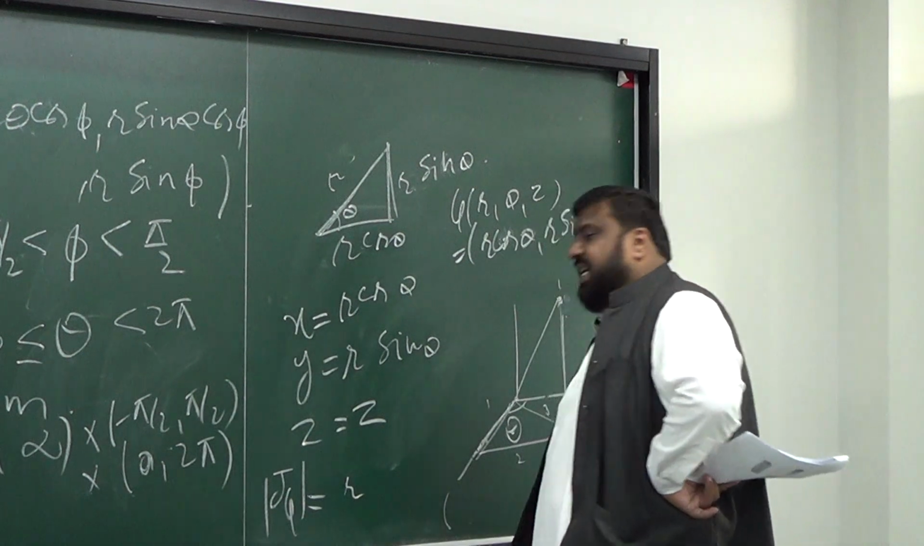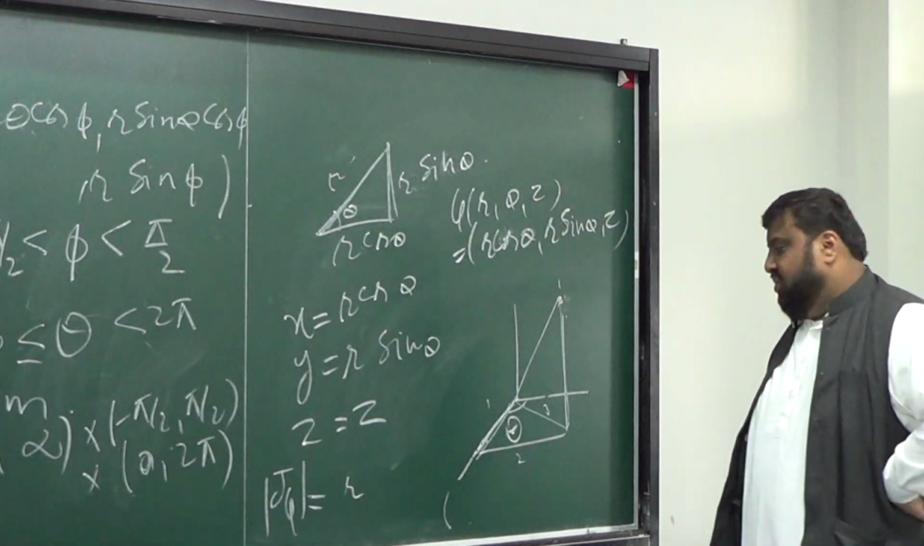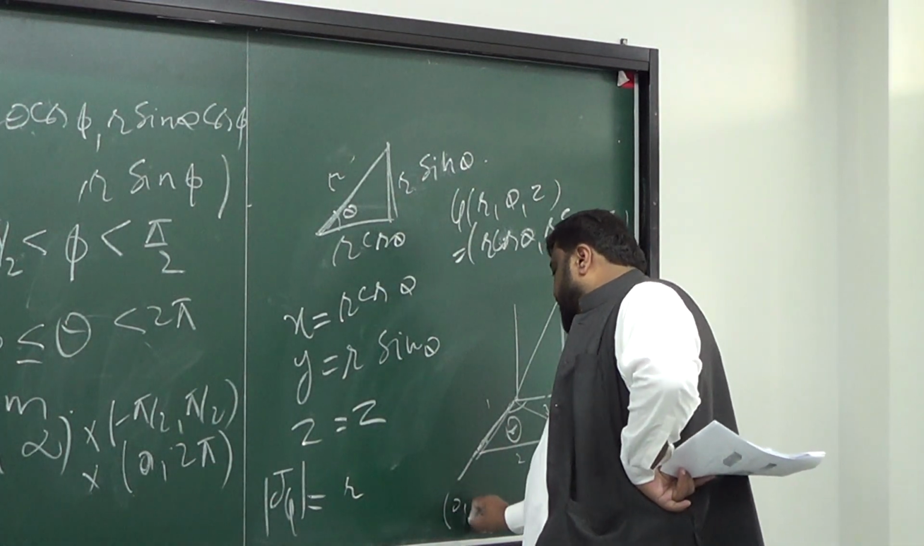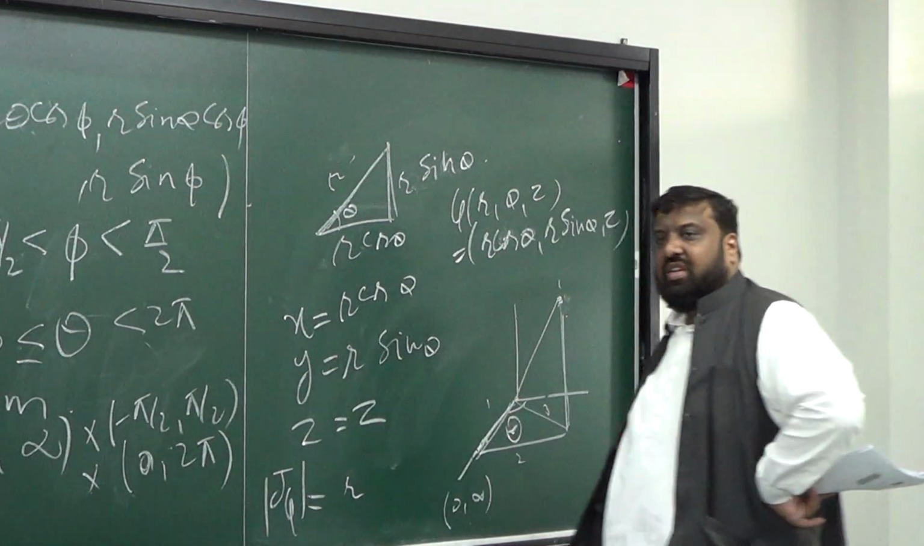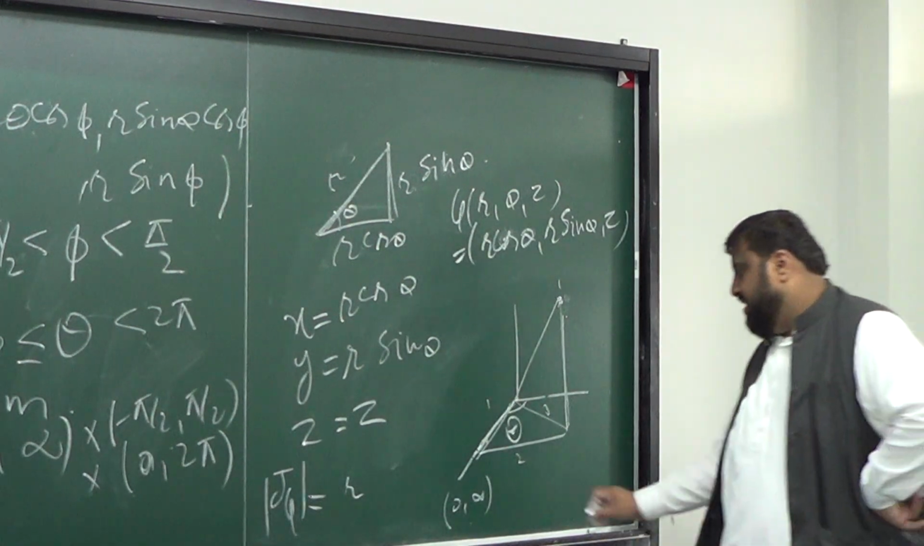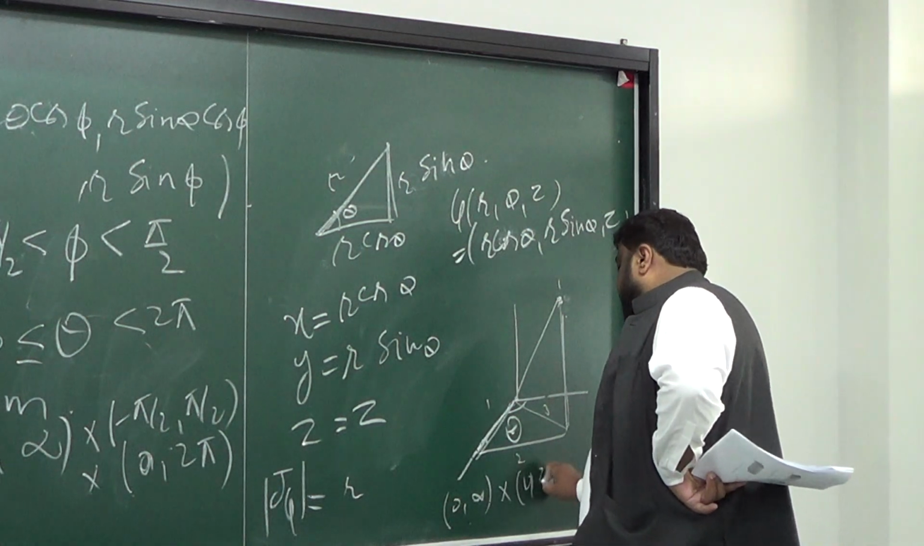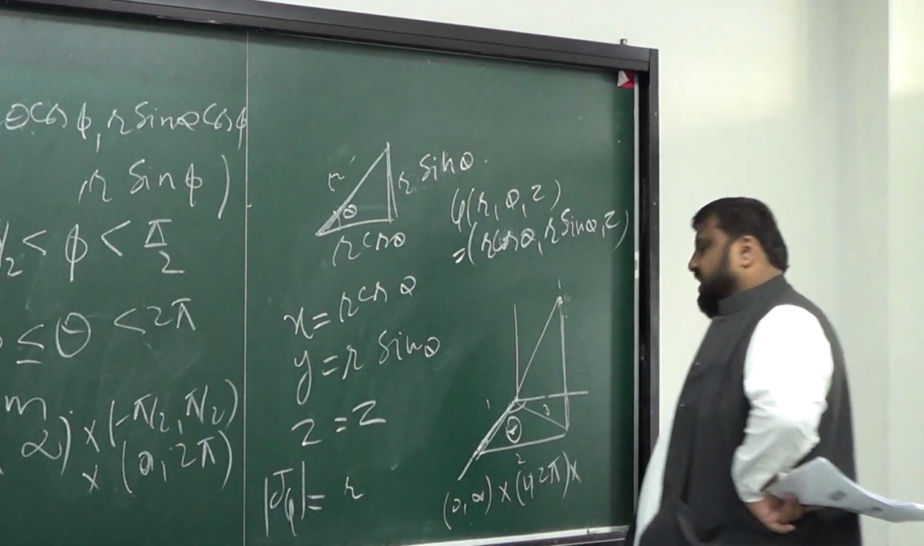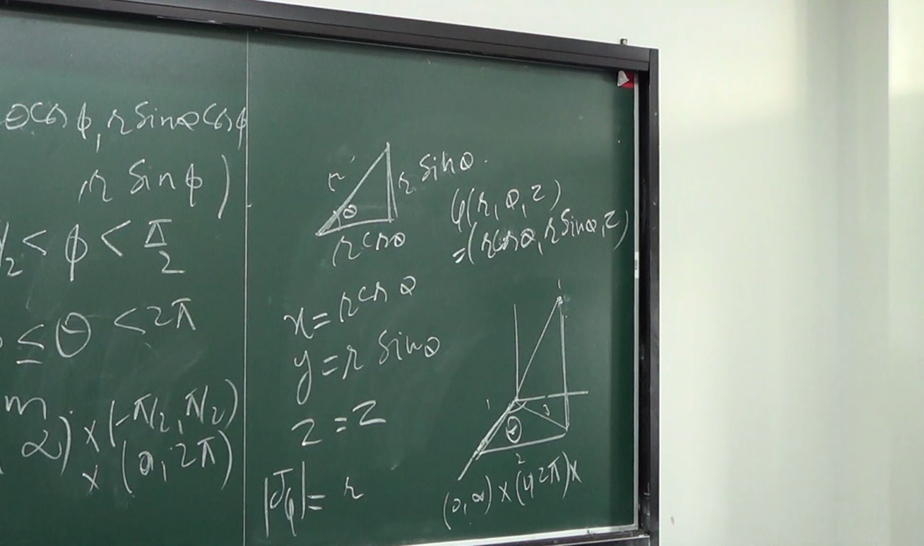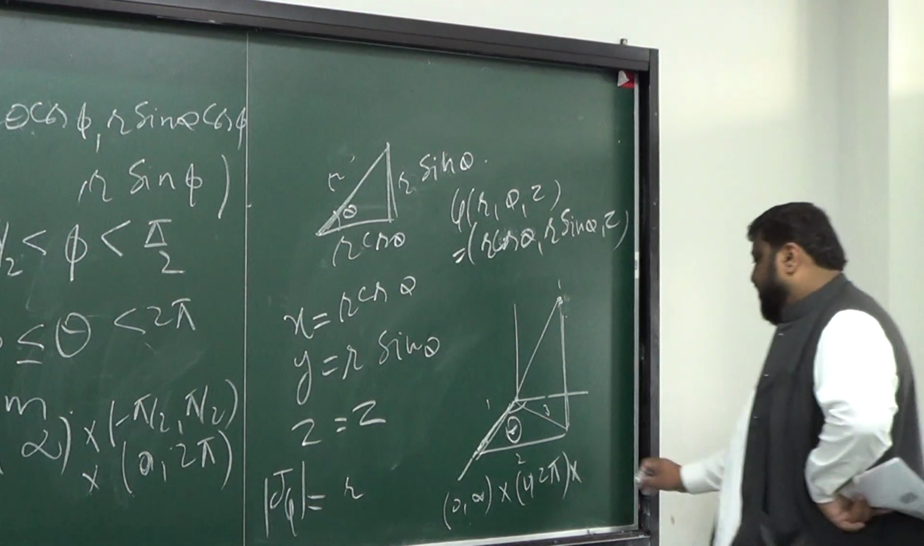So what should be the domain? You can say the domain is 0 to infinity for radius, 0 to 2 pi for theta, and what should be for the z? Z could be anything.